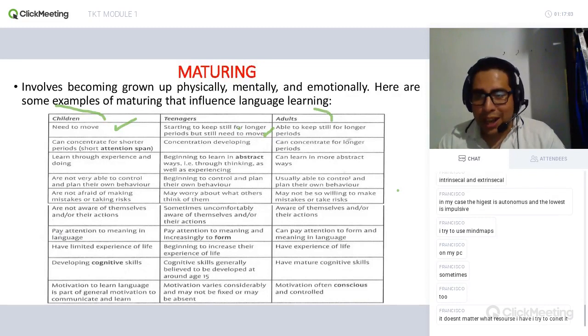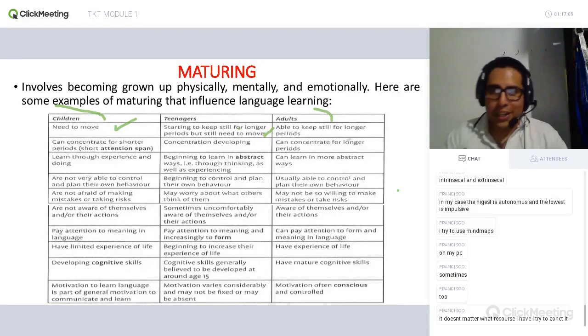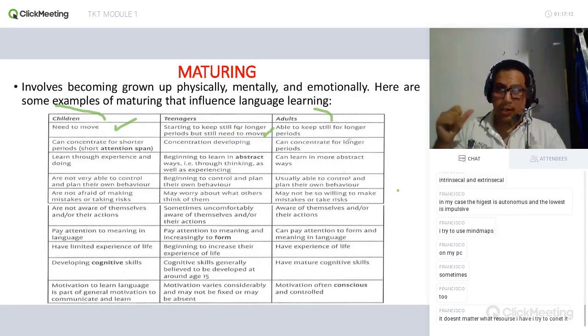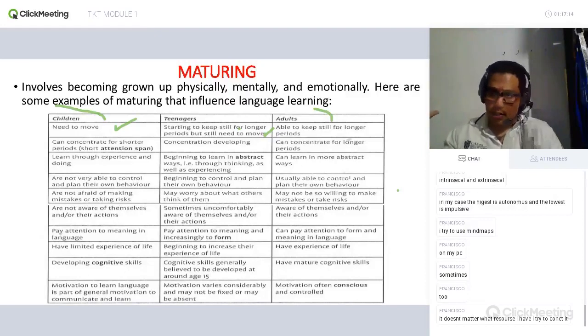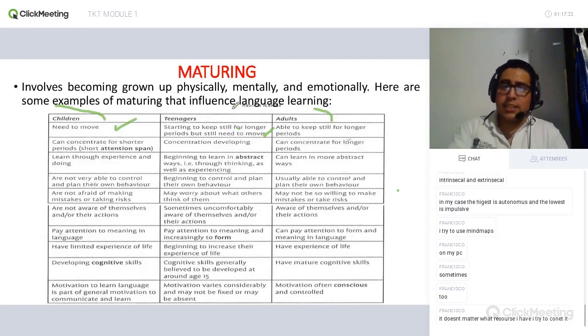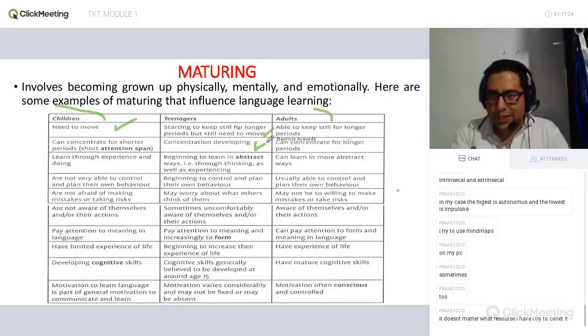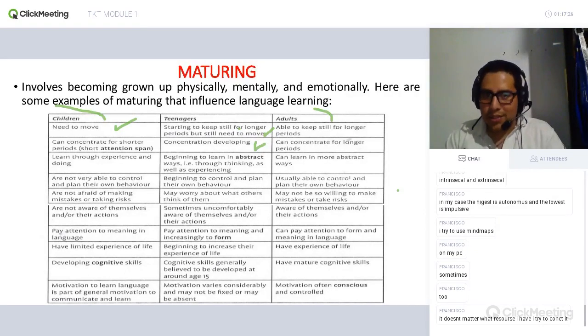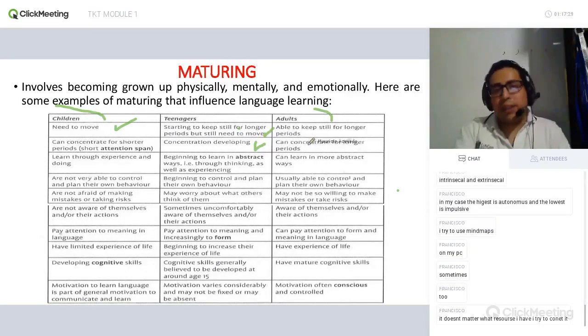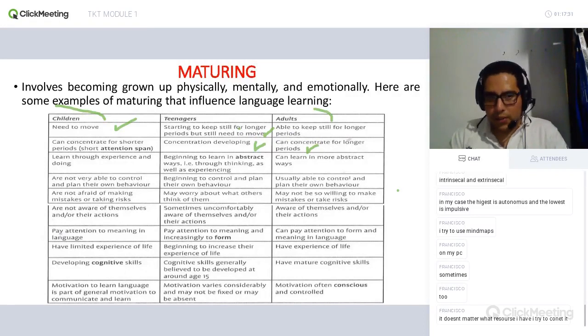I am speaking and so on. Now, for example, children can concentrate for shorter periods, just short attention. Whenever you catch your students' attention, there is a moment, just go ahead in that moment, because maybe the concentration won't come back again. Concentration is still developing. In this case, you need to work with them because it's not easy for them to concentrate. And for example, adults can concentrate for long periods.